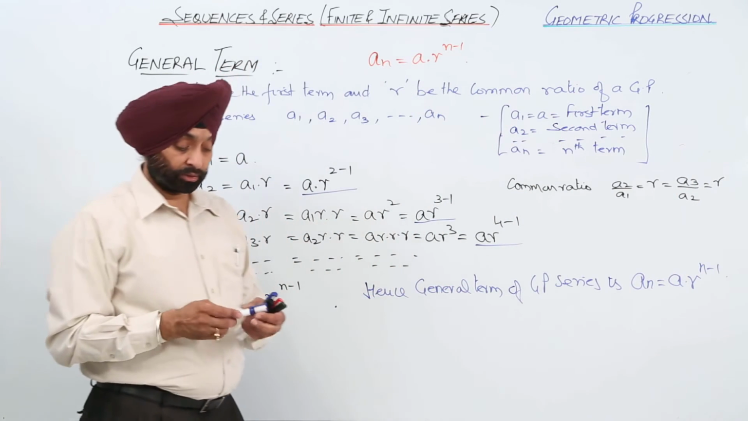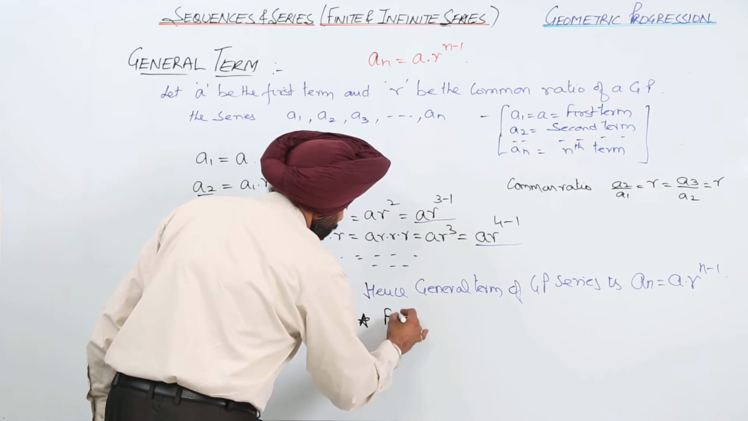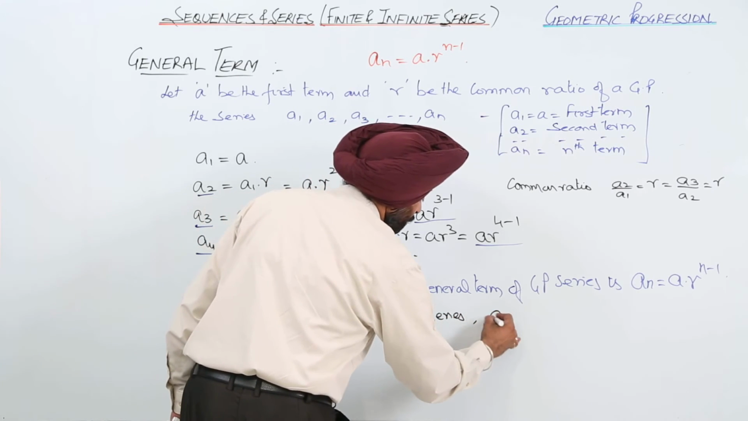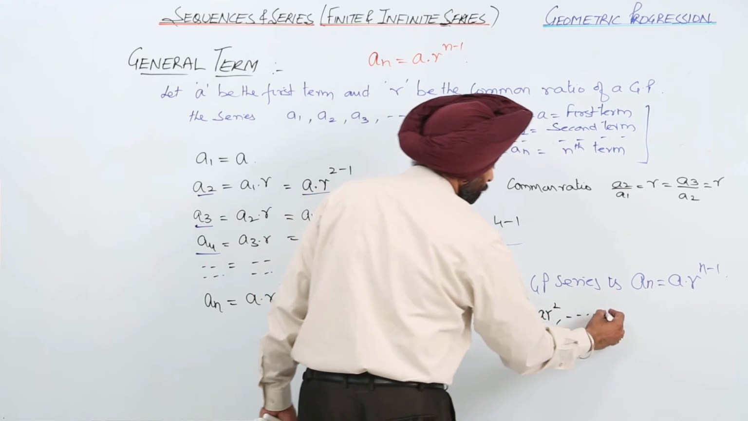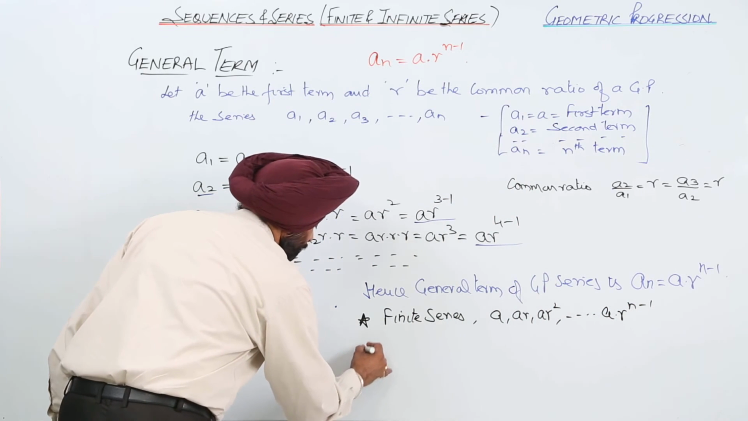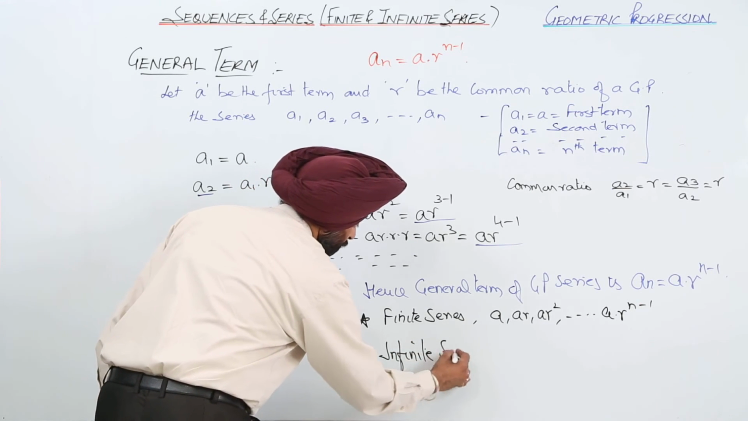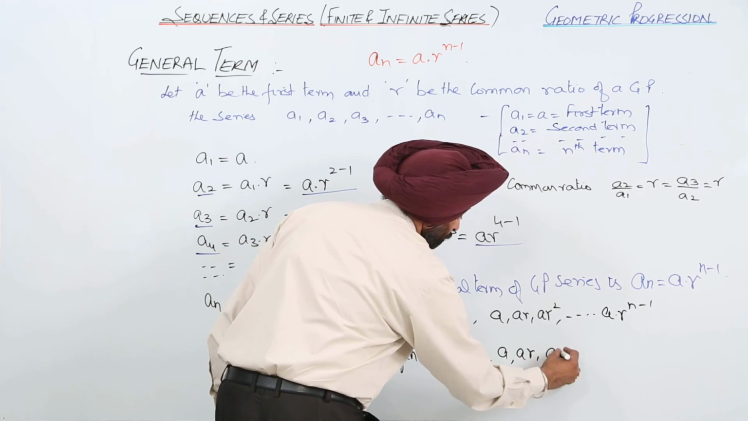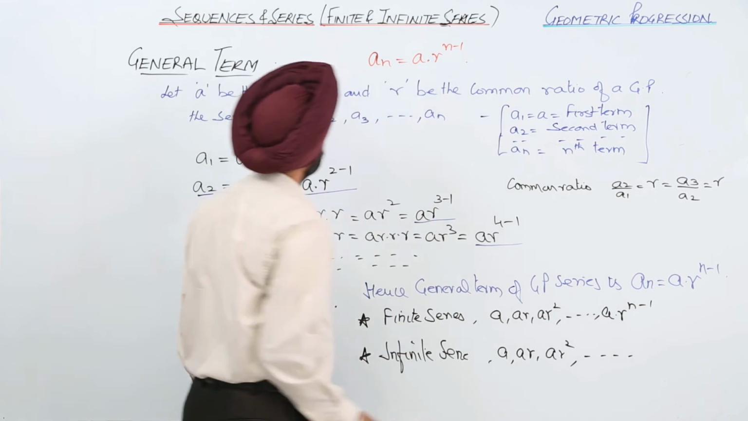Now here two conditions arise. Number one, finite series. A finite series can be written as A, AR, AR square, like this, up to AR to the power n minus 1. Infinite series: A, AR, AR square, go like this. Okay, so this is what we have about the general term.